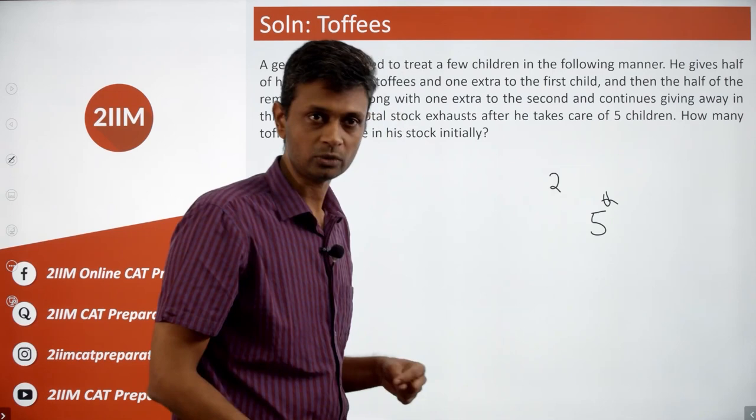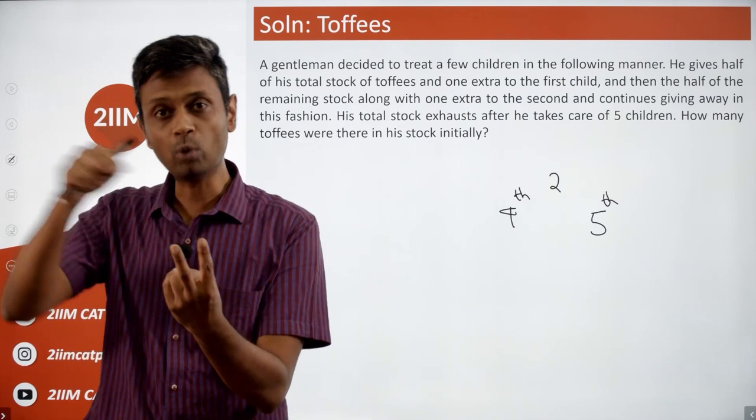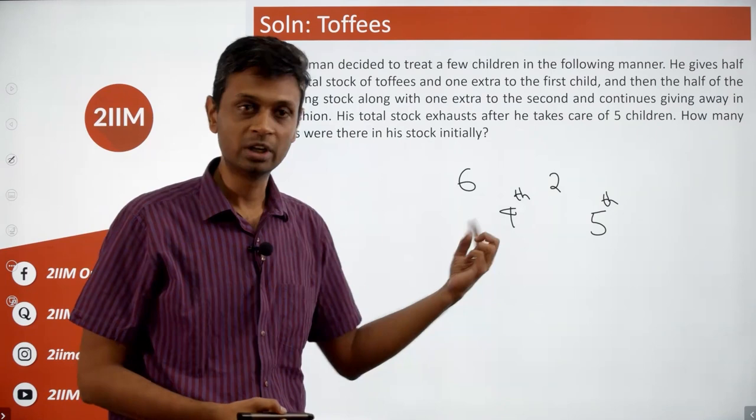Now let's go one more step back. He's given half of what he had and one more, after which he is left with 2. So before giving that one more, he should have 3. That is half of what he had. Or before he goes to the fourth kid, he should have had 6 chocolates. Half of 6 is 3, plus 1 is 4. He gives away 4, he has 2 remaining.